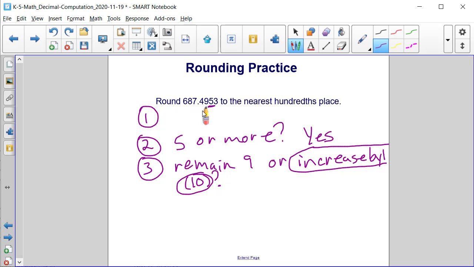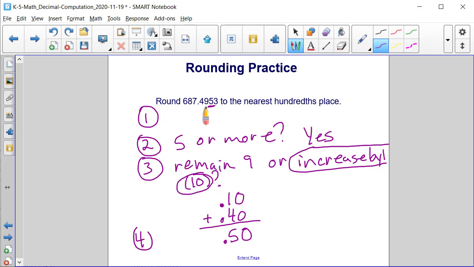So then what's happening is we now have 10 hundredths because of this rounding up. And the 4 that is in the tenths place is equivalent to 40 hundredths. And we need to add these two together, and we will have a 0 in the hundredths place and a 5 in the tenths place.